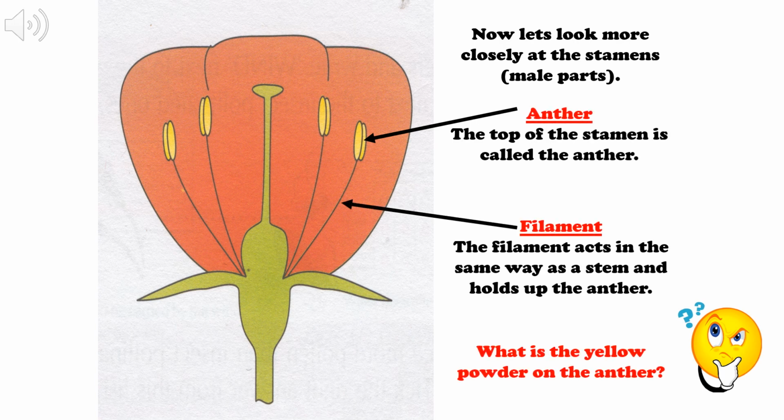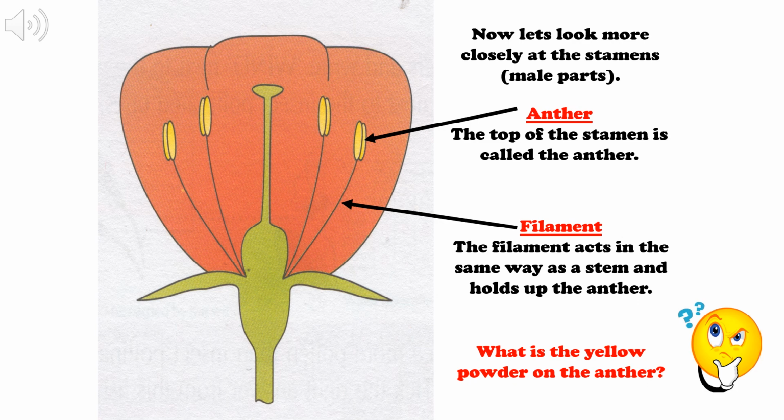So on the screen in front of you, we're just going to look a little bit more closely at some of these parts of the flower. So the first arrow is pointing to a yellow part of the flower. This is the anther. The top of the stamen is called the anther. The second arrow shows the filament. The filament acts in the same way as a stem and it holds up the anther.